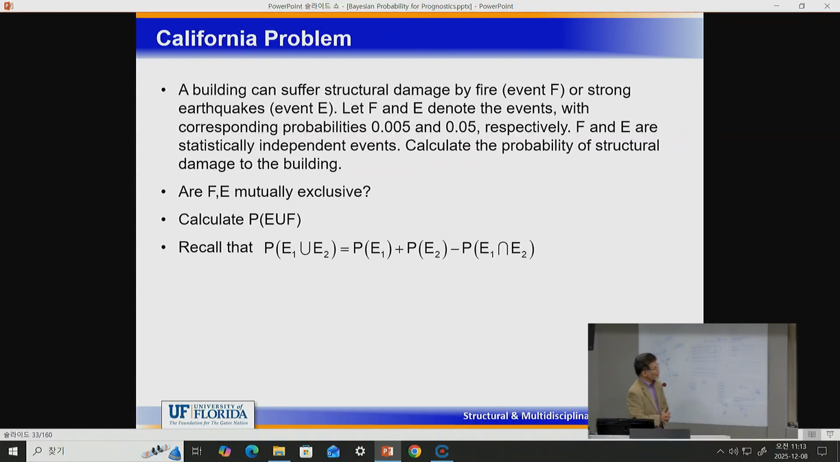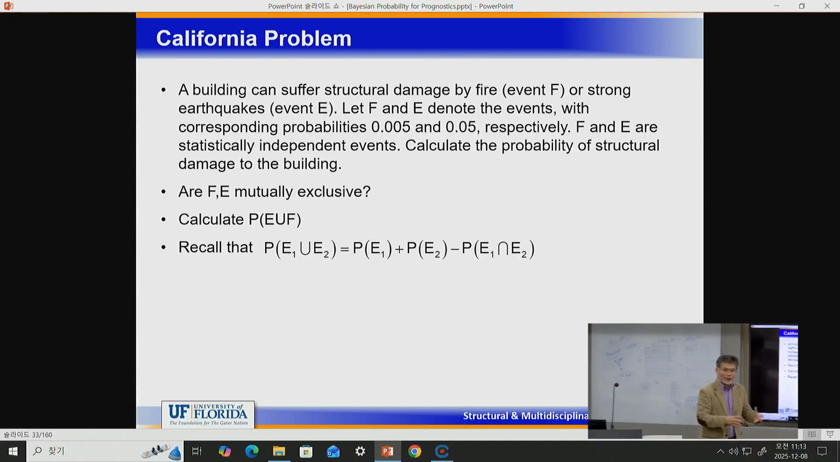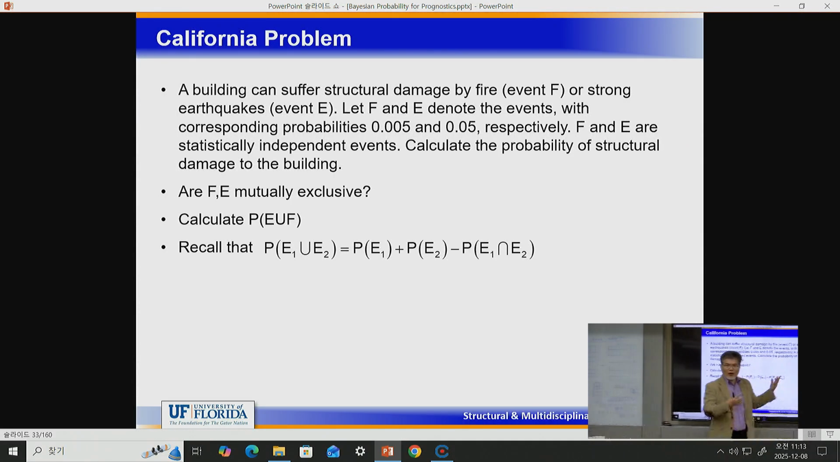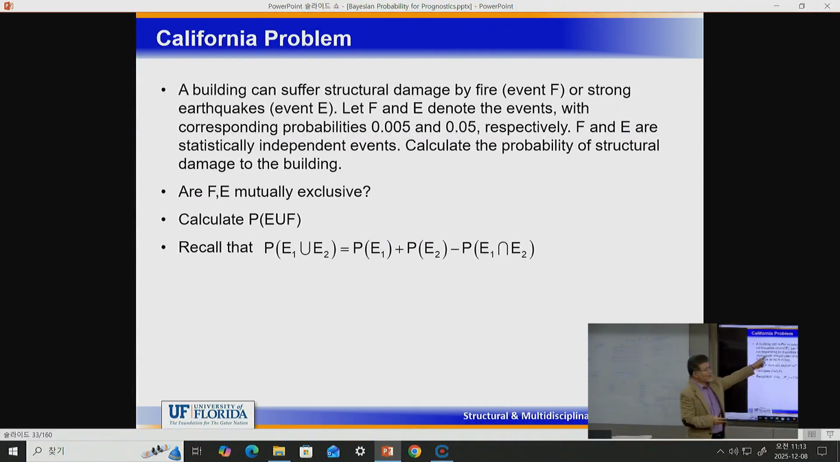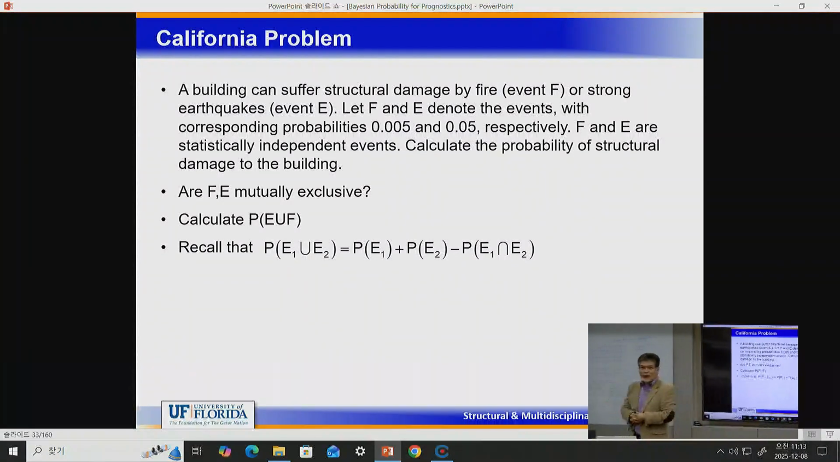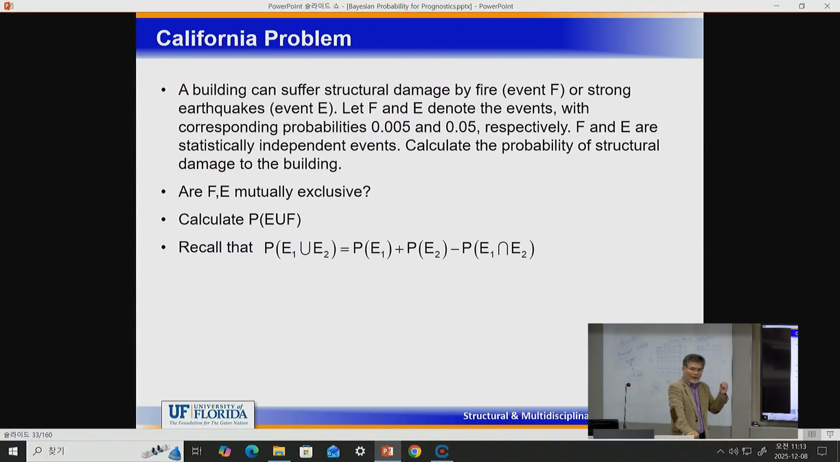California problem. Let's look at it. In California, how can you damage a building, a skyscraper? Either by earthquake or by fire. You can destroy the building by fire or earthquake. The event F stands for fire, and earthquake is event E. But do you agree there is a chance that there is an earthquake coming in and at the same time there is a fire on the building? It's possible, right? Earthquake and fire can happen at the same time.